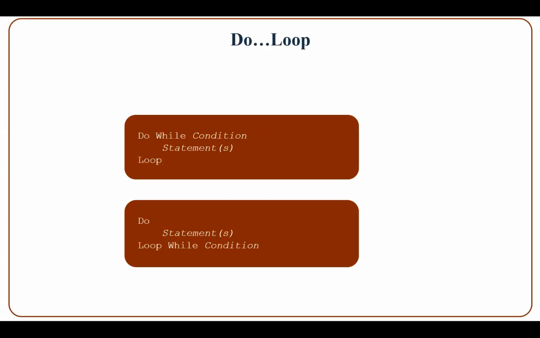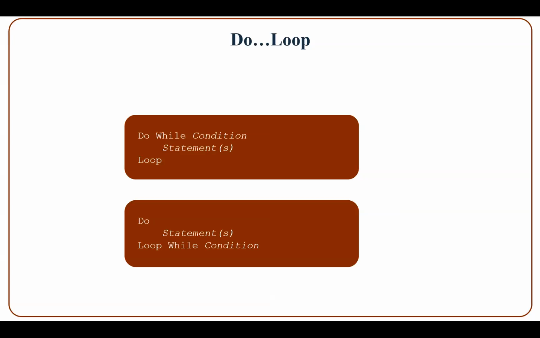First, let's talk about do loop structure. In the first variation, the condition is tested before performing the statements. The statements run as long as the condition is true. In the second variation, the condition is tested after running the statements.